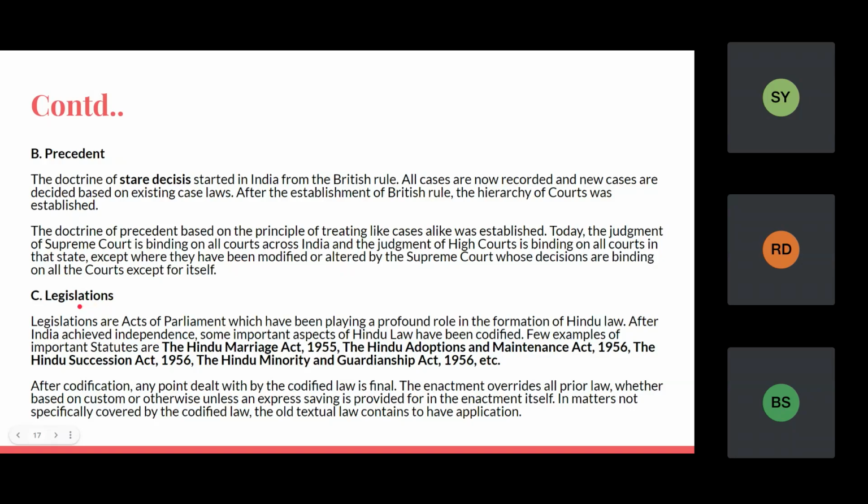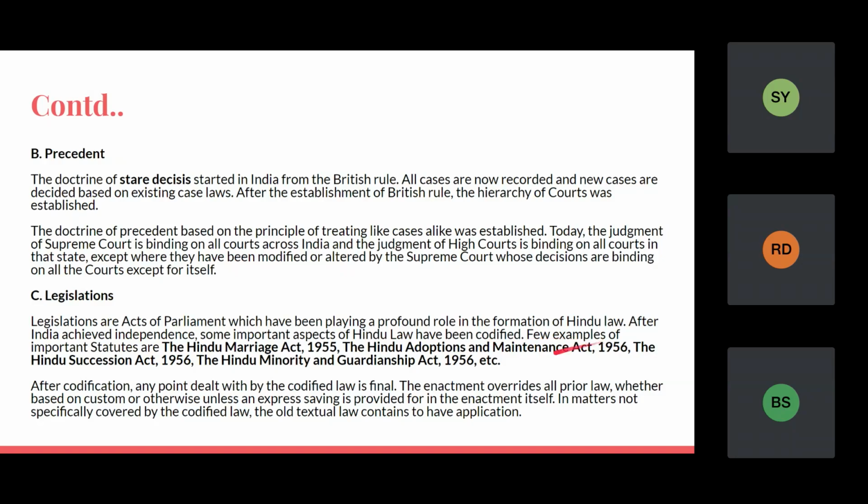Now the third source of modern Hindu law is legislation. Legislations are acts of parliament. The bills which go on to become acts or laws passed by parliament are nothing but legislations, statutes, statute law. All these are used synonymously. They have played a profound role in the formation of Hindu law. After India achieved independence, most important aspects of Hindu law have been codified. Codified in the sense that they have been made into writing and put together in one code.